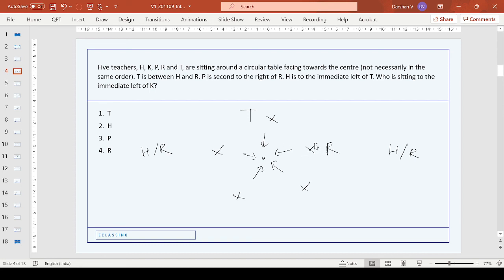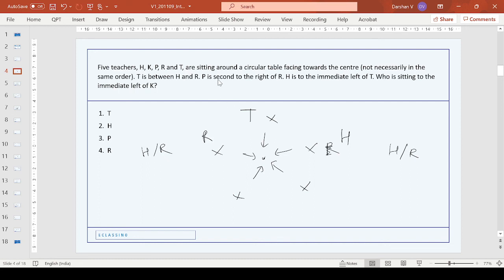If this is R, then second to the right of R. So this is first to the right of R since it is facing the center, and this is the position which will be second to the right of R. It's saying that it should be P, but we know from before that this has to be H if this is R. So it cannot be both P and H in the same place. Which means that this cannot be R. So this has to be H and this has to be R.